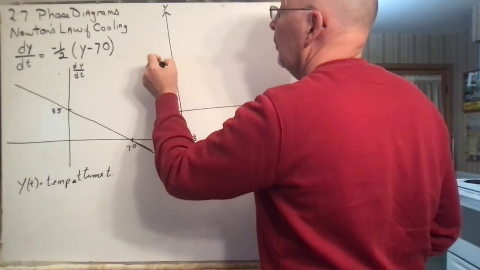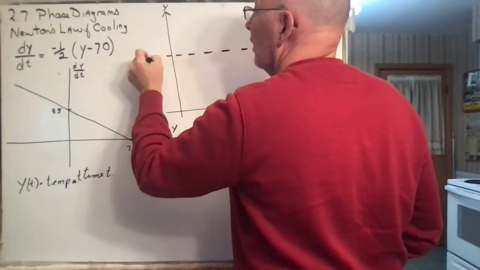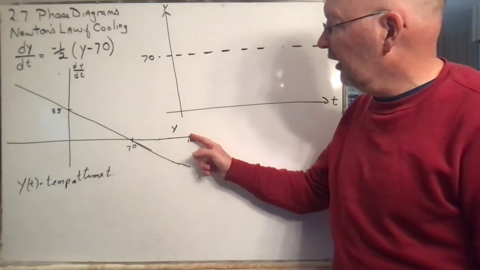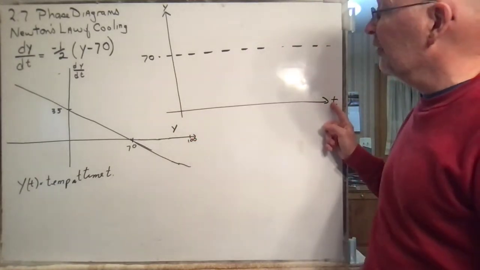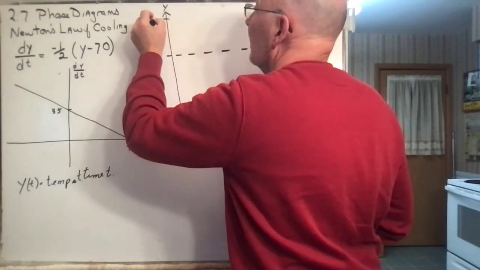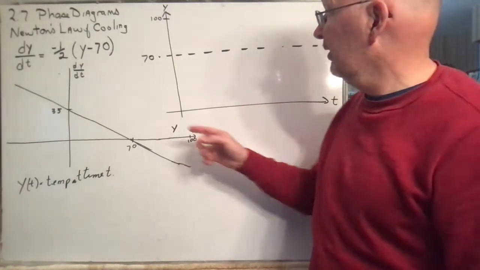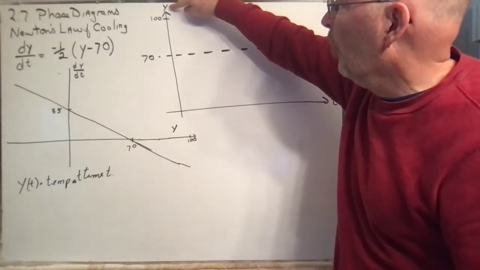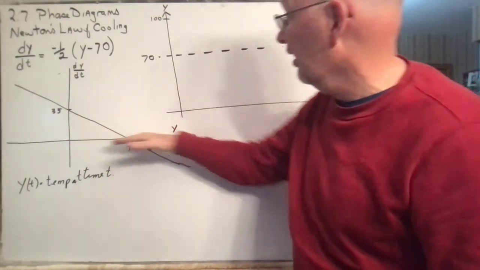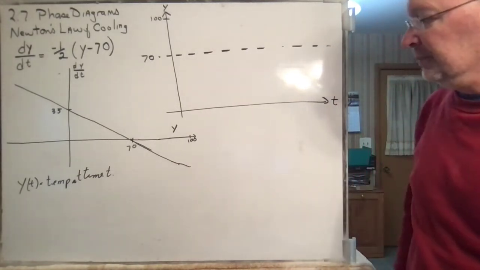Let me go ahead and put 70 right here. There's 70. And we pull something out of the oven which is 100 degrees. So at time equal to 0, this object is going to be 100 degrees. There's 100 right there on this graph. The hardest part of this is realizing that on this axis system, your y is on the vertical axis, while on this axis system, your y is on the horizontal axis. It takes a little getting used to, but once you get the idea, it's really neat.